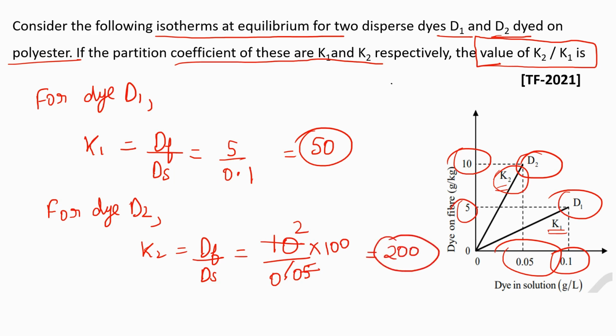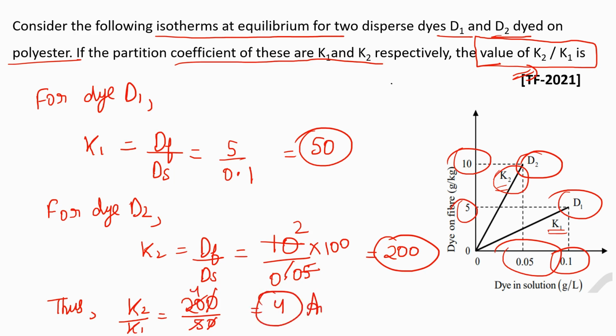So K2 is 200, and what we need to find is the value of K2 to K1. It is very simple. K2 upon K1 is equal to 200 upon 50, which comes out to be 4. The value of K2 to K1 is 4. The answer is 4. I think it is very much clear to you.